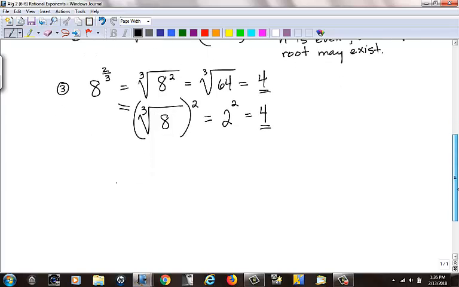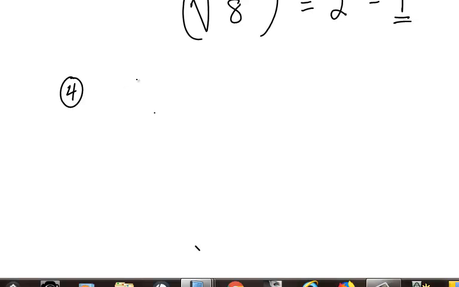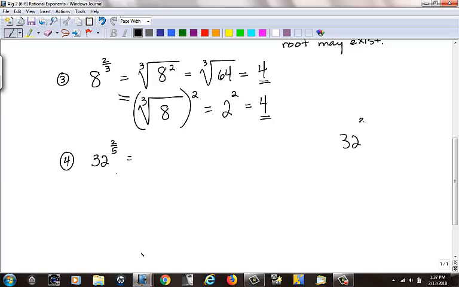Okay on that one? Okay, another example. So you have 32 to the 2/5 power. And you do have to be careful of your handwriting, because there's a difference between 32 to the 2/5 power and 32 and 2/5. Be careful of your own handwriting. Okay, so on this one, you do the 5th root of 32, and I'm going to put the 2 on the outside. What number times itself 5 times gives you 32?